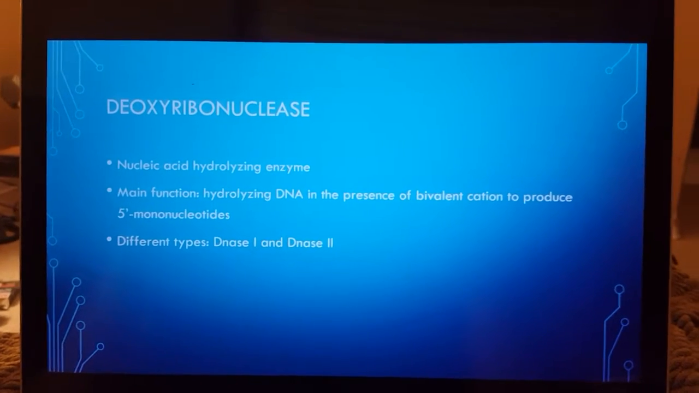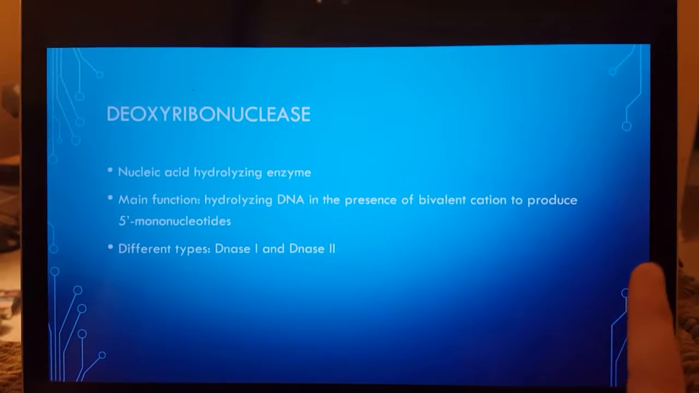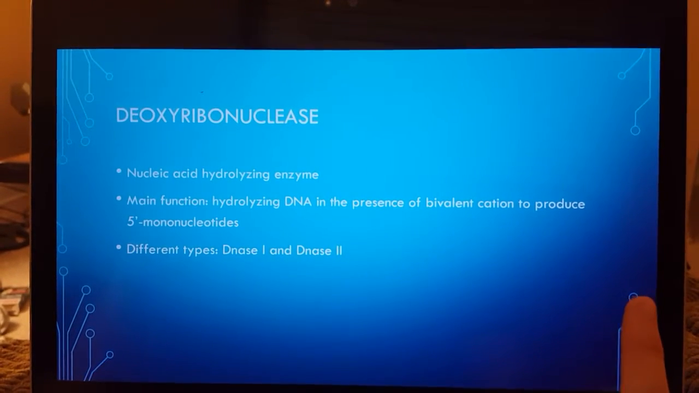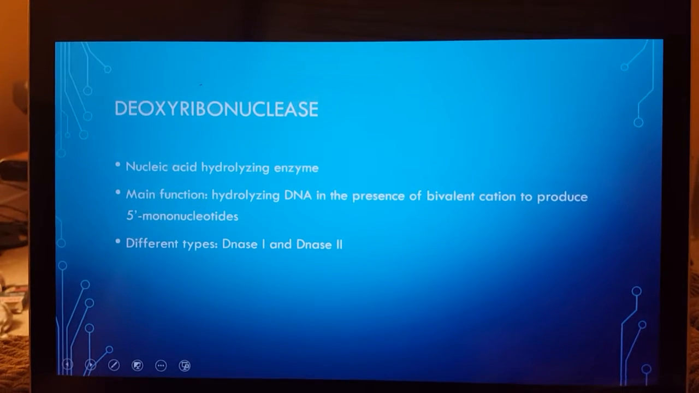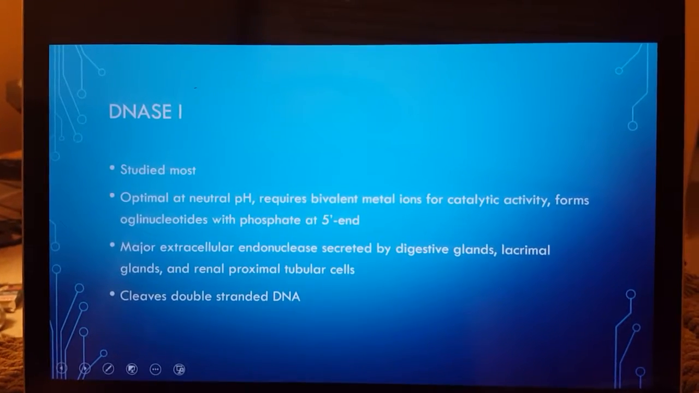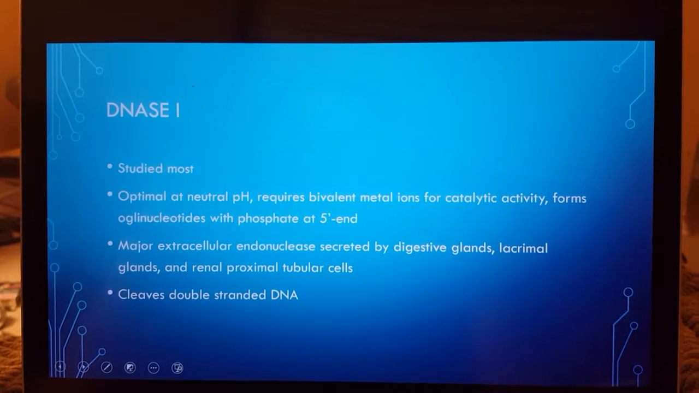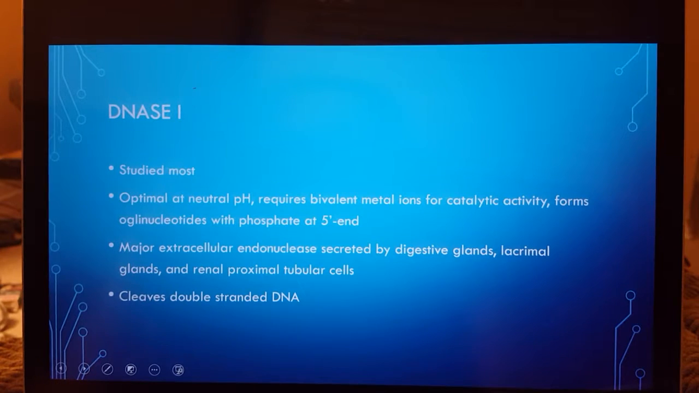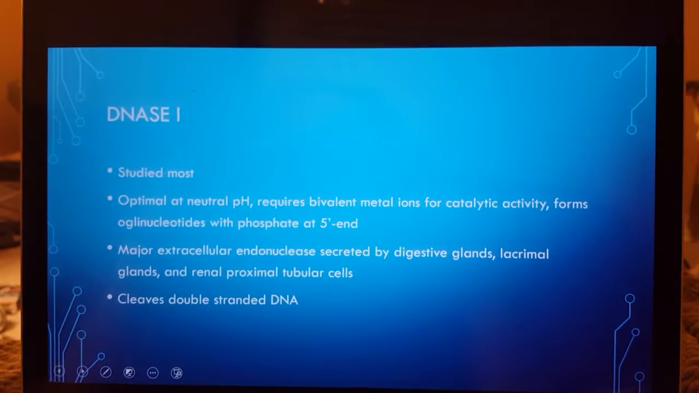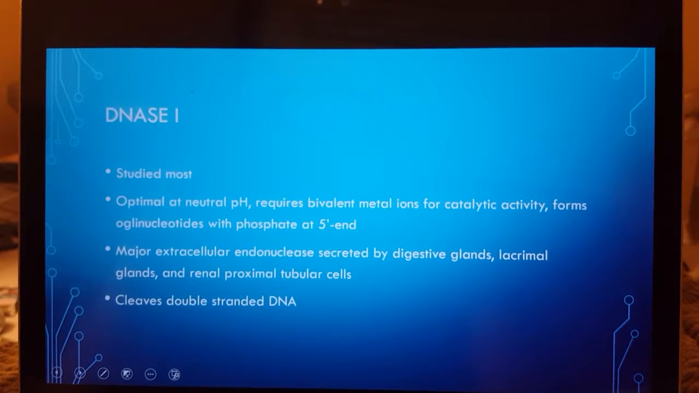You have your different types. The 2 main common ones are DNase 1 and DNase 2, and I focused on DNase 1. It's the most studied. It's optimal at neutral pH, requires bivalent metal ions for catalytic activity, and forms oligonucleotides with phosphate at the 5' end.